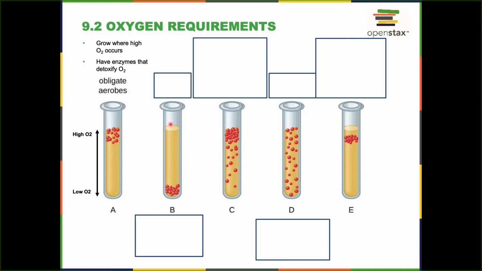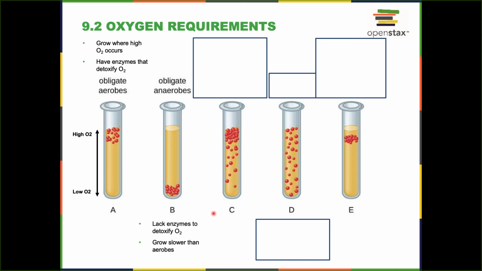All right, B, we have microbes that are growing only at the bottom. So which one do you think these are? If you said obligate anaerobes, you're correct, right? So these ones, they have to grow anaerobically, right? So they grow right at the bottom. And the reason for that is because they lack enzymes to detoxify oxygen, right? So they are unable to survive in an oxygen environment, which means actually oxygen kills them. It's not like they can't grow with oxygen. It means oxygen kills them, right?